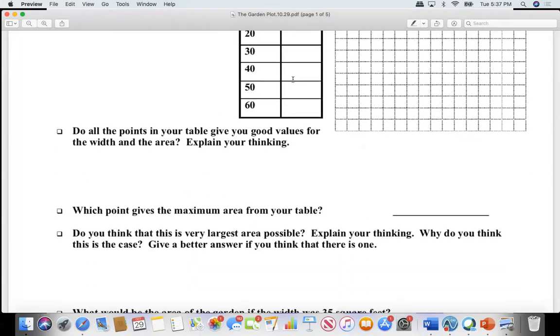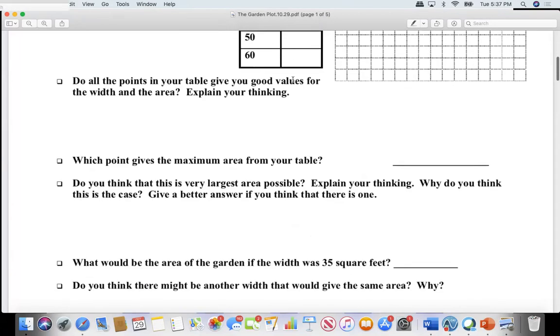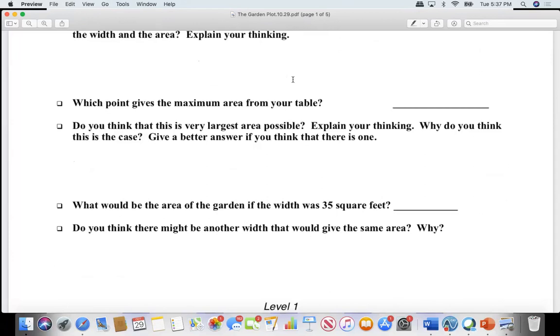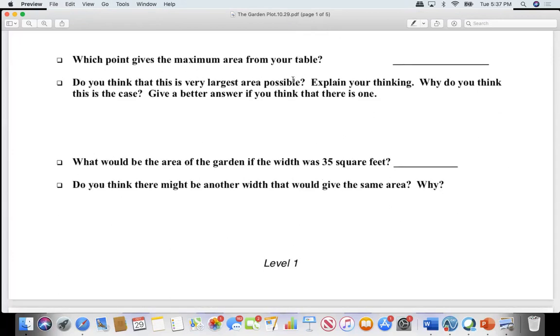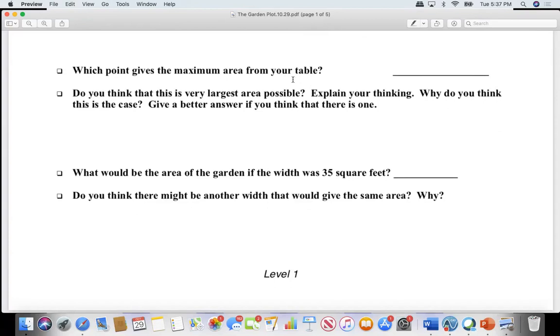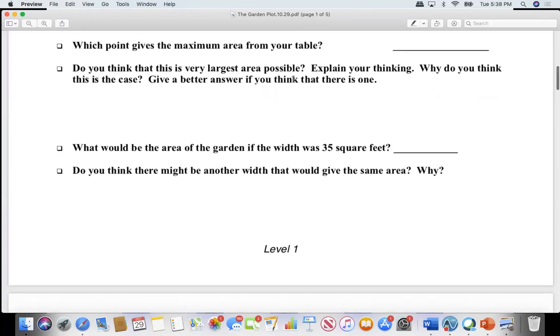We ask for explanation about looking at the values. Where do they get the maximum area from reading the table? Can they connect that to the graph? Do they think that's the very largest possible? Think about, could there be something else? What would our area be given specific values? And could there be another place where they would get the same area? So it's coming back to that symmetry in the problem. And you'll notice here, we're already starting with this whole idea of what's going to give the maximum area. So kids even at this level are starting to get that whole idea of optimization.